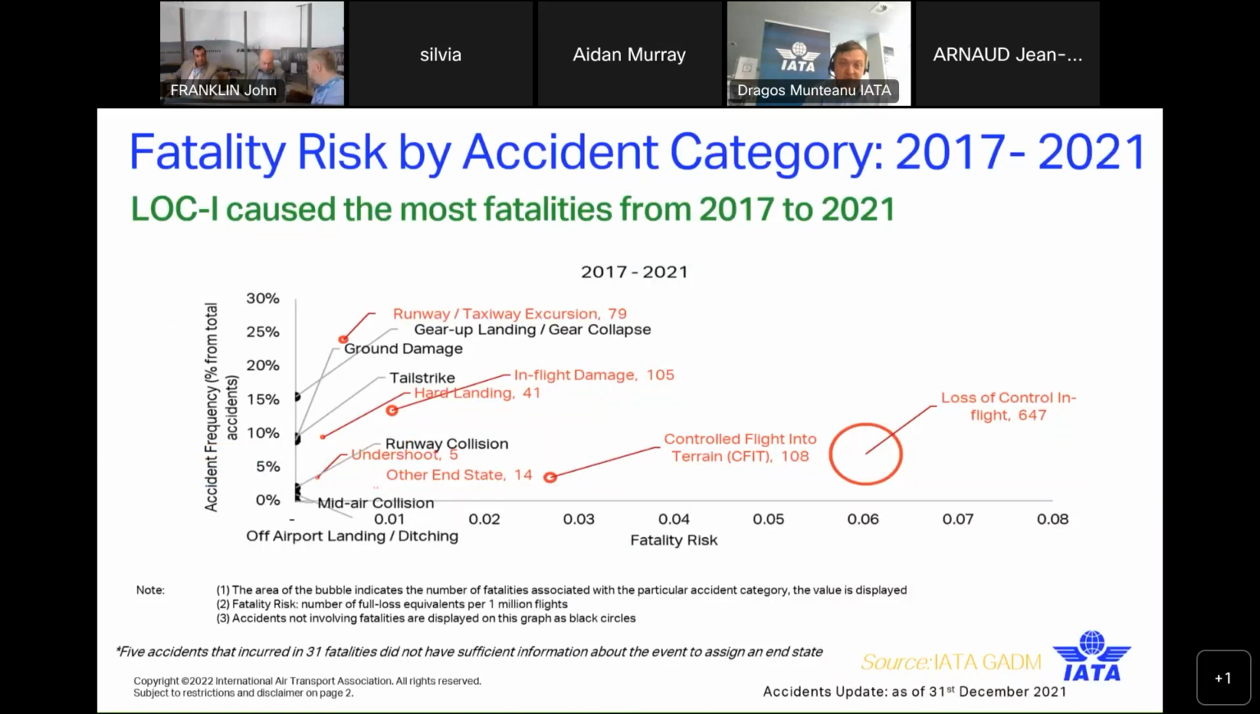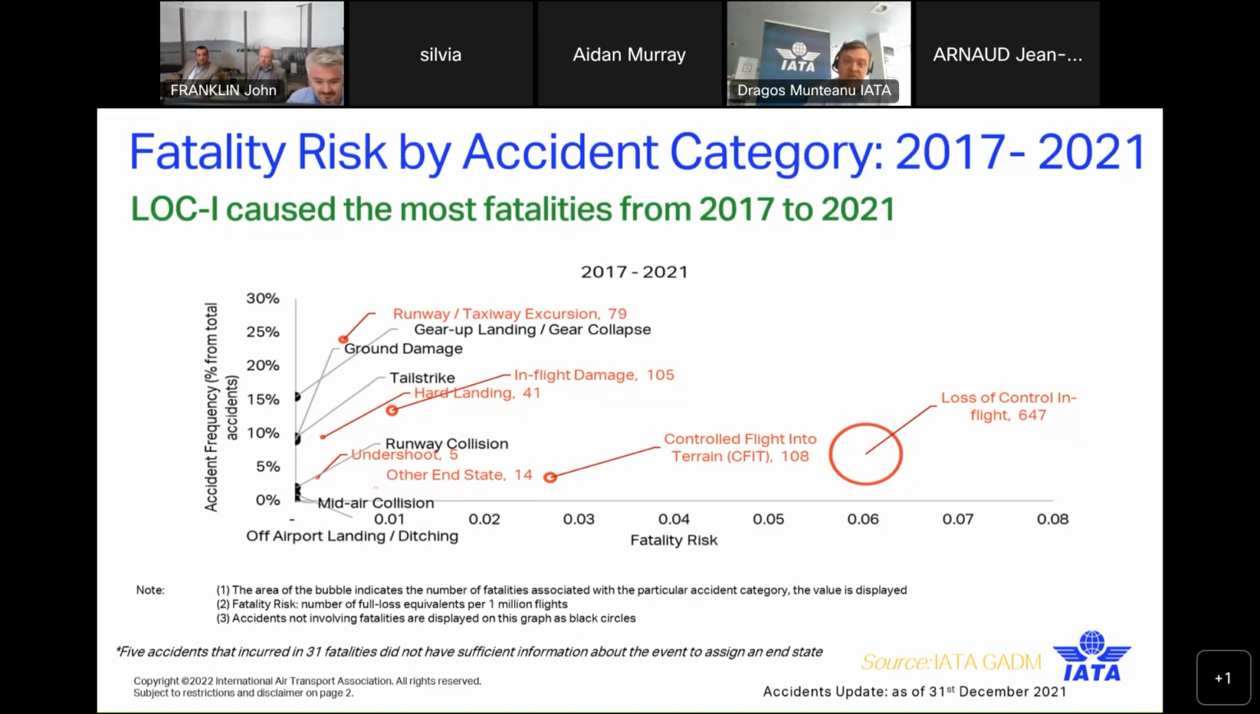Then if we look at the other red bubbles, and of course the size of the bubble is directly related to the number of fatalities, we still have controlled flight into terrain, and that's an area that we are working with our partners to still improve. And then we have in-flight damage, runaway excursions, hard landings and other types.